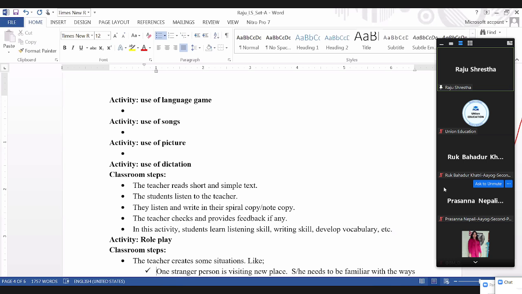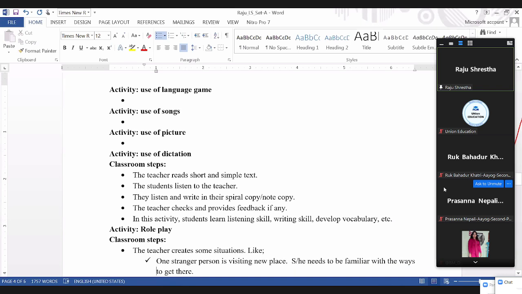The students listen to the teacher. They listen and write in their notebook. The teacher checks and provides feedback if any. In this activity, students learn listening skill, writing skill, and develop vocabulary knowledge.